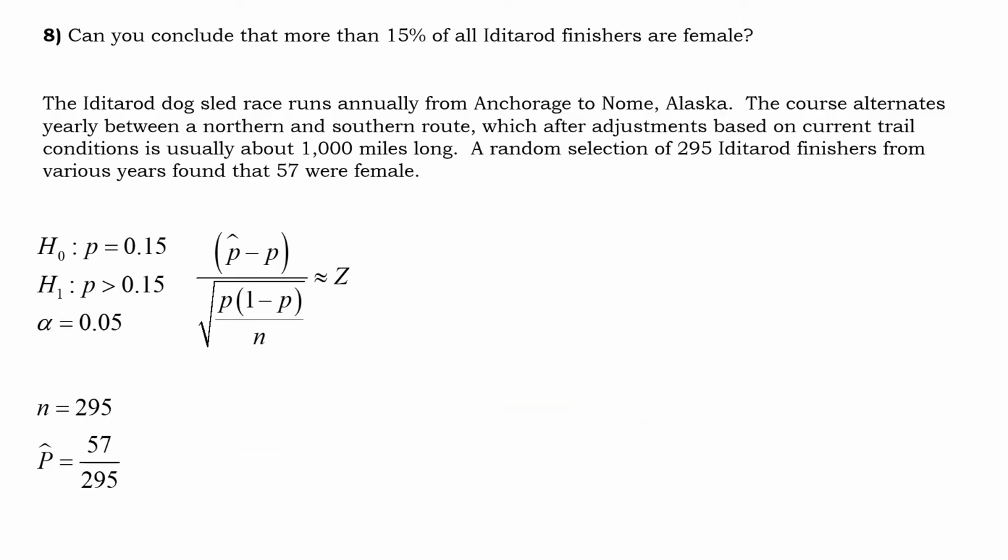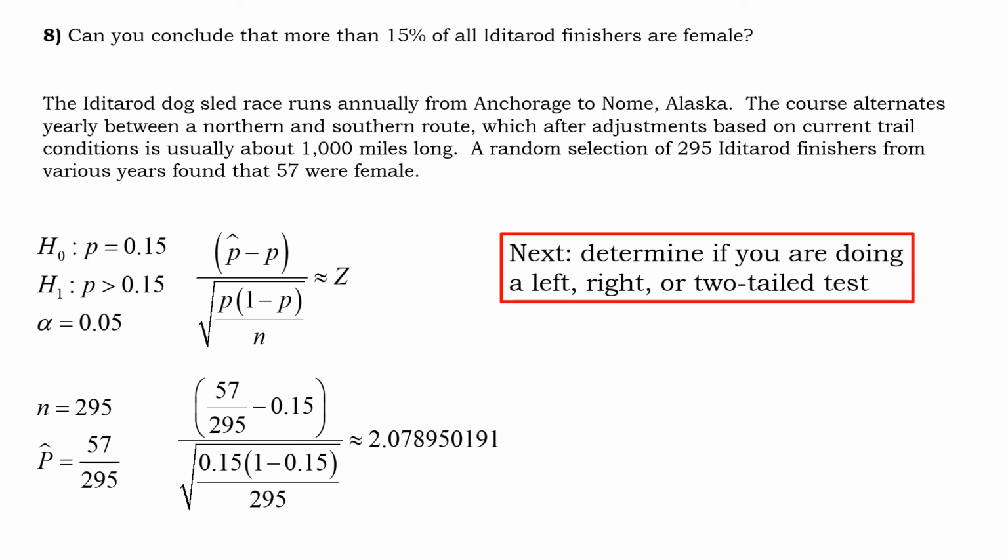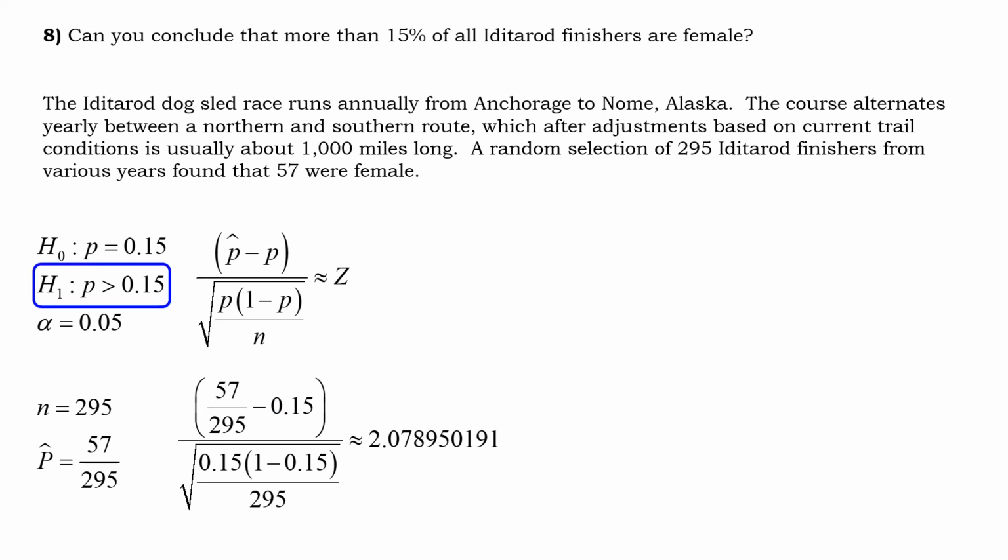Our sample proportion is 57 out of 295, so we're going to plug that in. We're going to plug in 0.15 for P because, as always, we are assuming the null hypothesis is true. And so now we have to determine if this is left, right, or two-tailed.